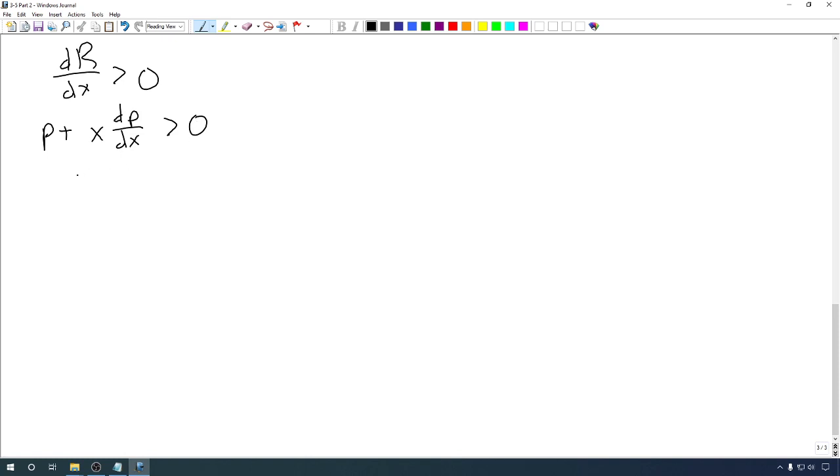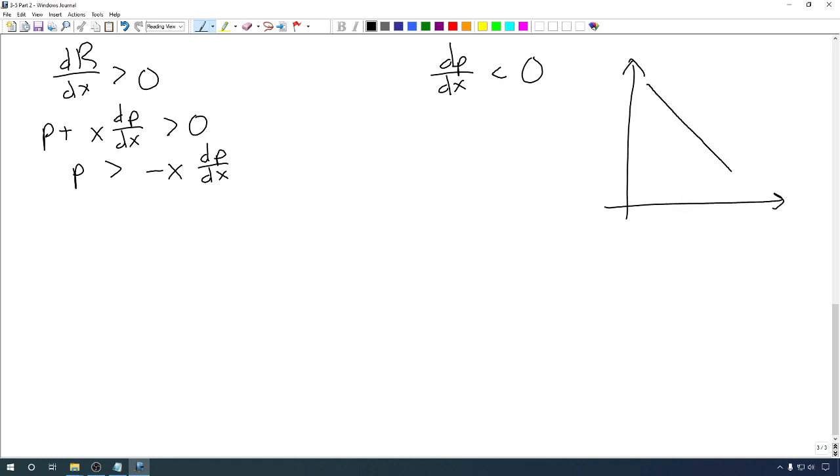If we go ahead and solve this, or move stuff around, we're doing some algebra here. P is bigger than negative x times dP dx, and then we want to divide by x and dP dx. Now, one thing to note here, dP dx is negative, because when we actually talk about demand, we always have a particular graph in mind. We always have something where a higher price corresponds to a lower demand, and a higher demand corresponds to a lower price. We always have something like that. It's not always a line, but a lot of times we draw with a line.